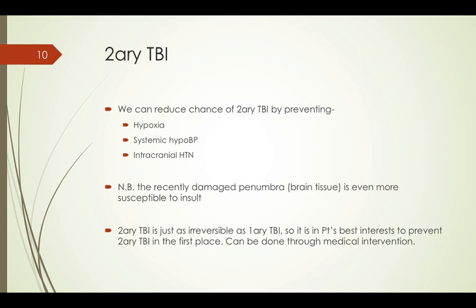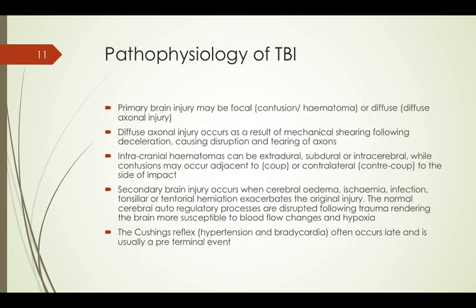And the reason why the primary traumatic brain injury is likely to progress to secondary is because the damaged brain tissue is even more susceptible to threat and insult from these aforementioned mechanisms. Okay, so it's best that we start medical intervention early to prevent this from happening.